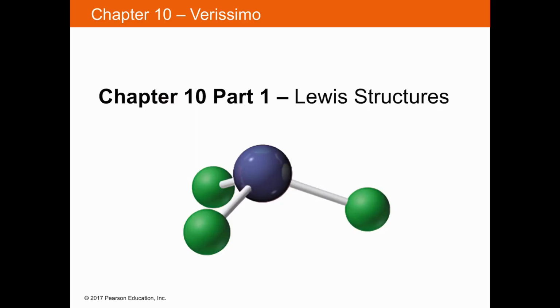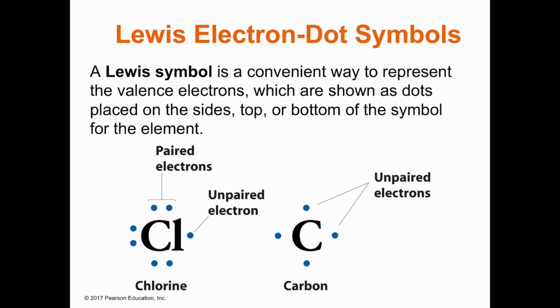Welcome to the first lecture on Chapter 10. Today we're going to talk about Lewis structures and how to draw Lewis structures for molecules. So Lewis structures are, well, this is a 3D one, but they're representations of molecules that we can draw on paper to show how the electrons are arranged in molecules.